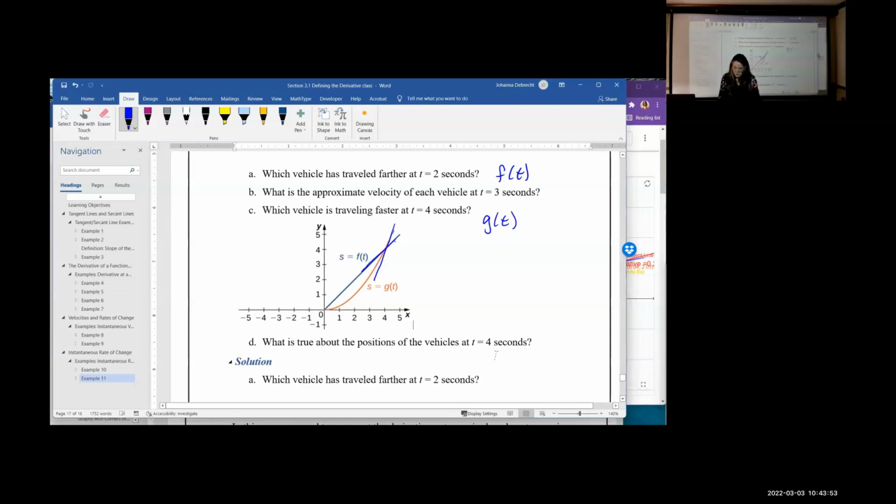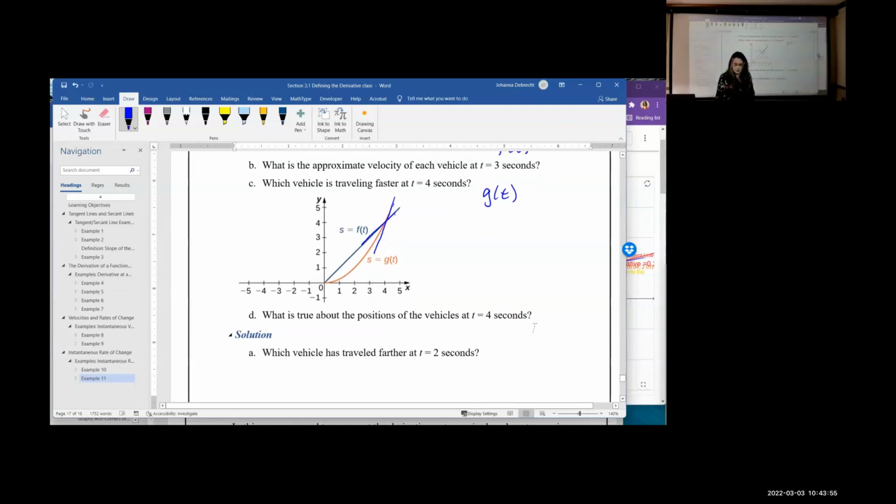What is true about the position of the vehicles at t equals 4 seconds? Well, that's where they cross, right? They both touch at 4,4. And that means that they're in the same location at that point in time. But G of t, the red car, is traveling much faster than F of t, the blue car. So that's one way of interpreting what it means to be traveling when you're looking at a graph that represents their distance with respect to time.